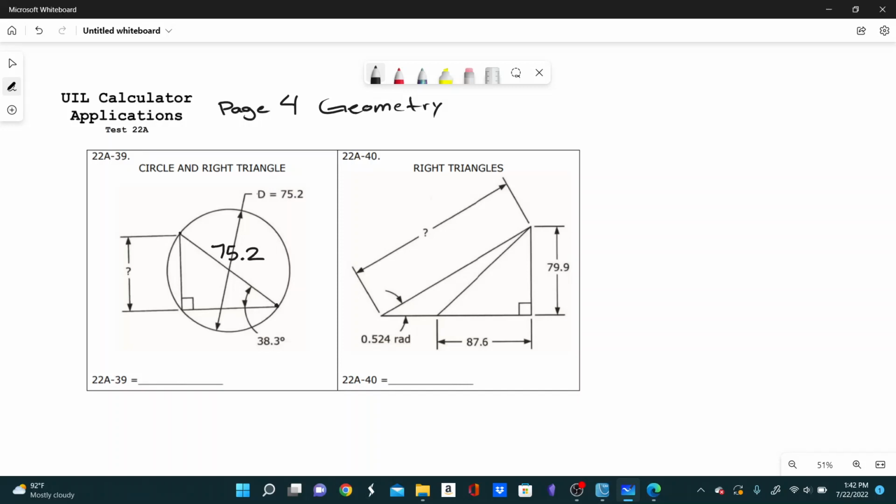You have an angle, you have an unknown side, and you have a known side. So we can just use trig identities. So we have the opposite and the hypotenuse. So this is a job for sine. So sine of 38.3 equals the opposite side over the hypotenuse. So it's x over 75.2. So x is 75.2 times the sine of 38.3 degrees.